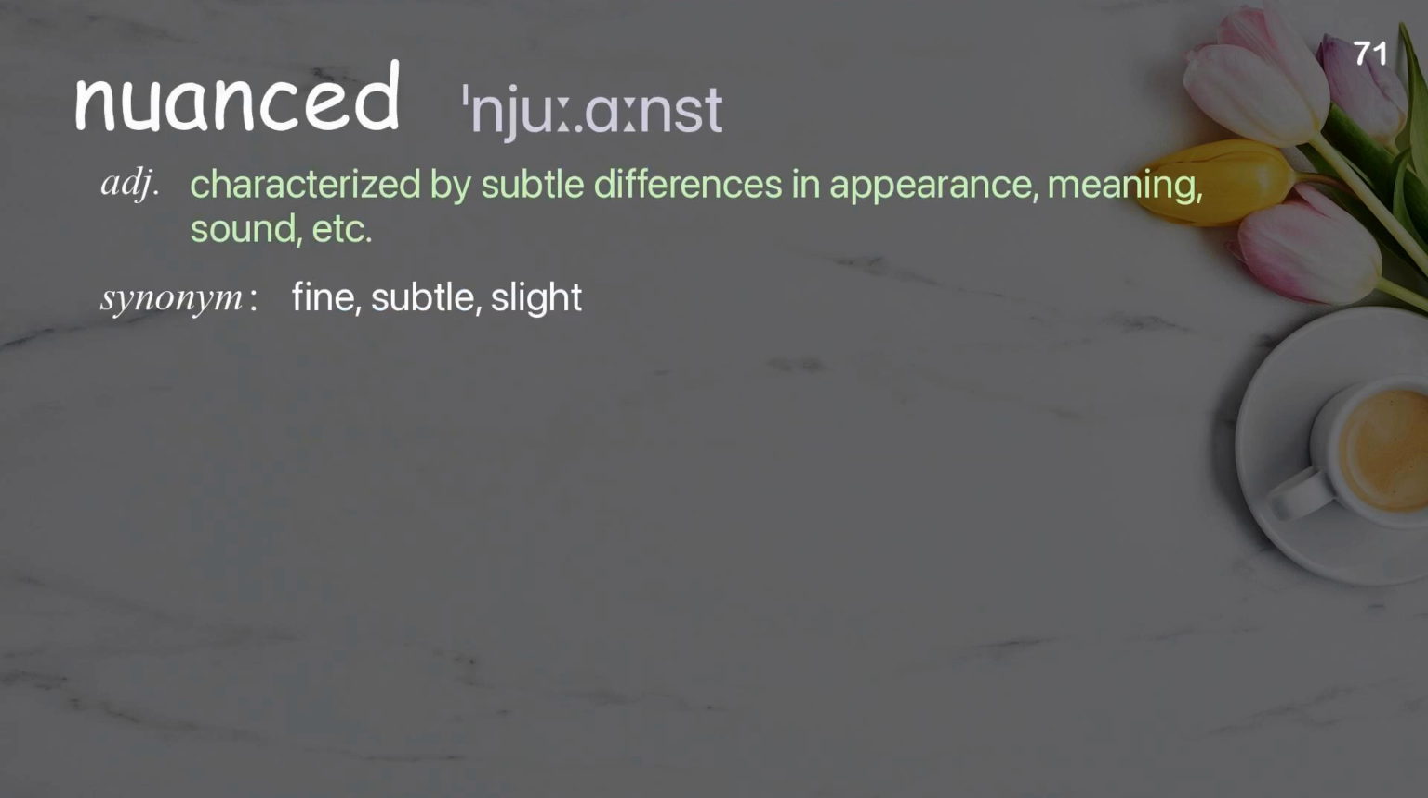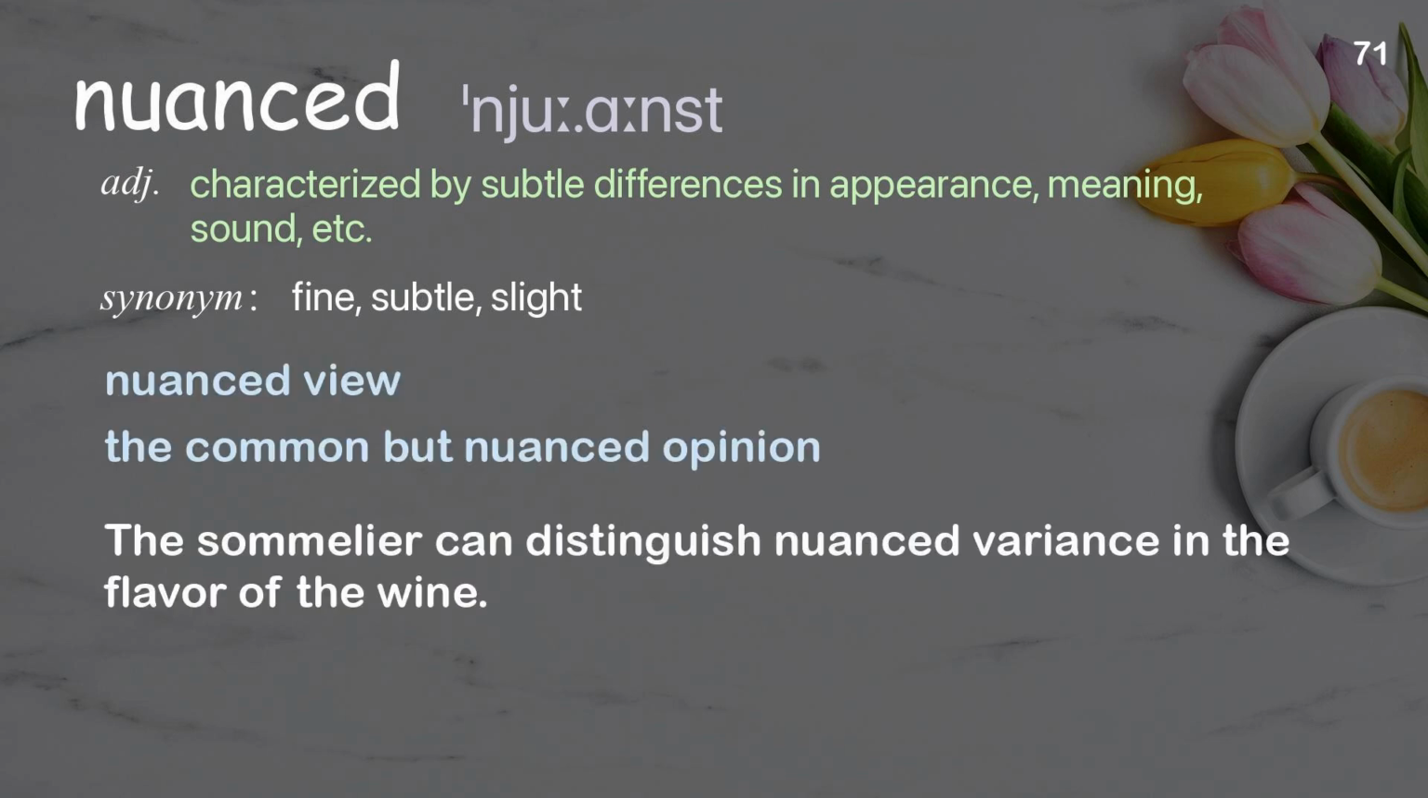Nuanced: characterized by subtle differences in appearance, meaning, sound, etc. Examples: nuanced view, the common but nuanced opinion. The sommelier can distinguish nuanced variants in the flavor of the wine.